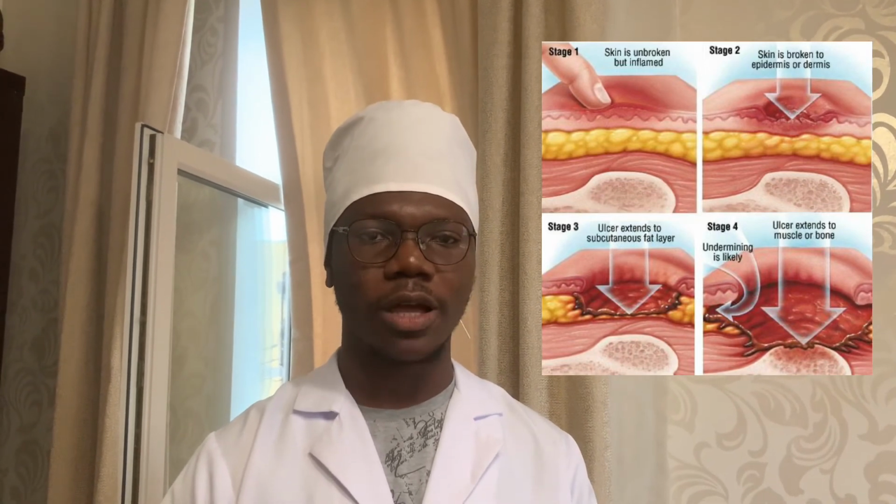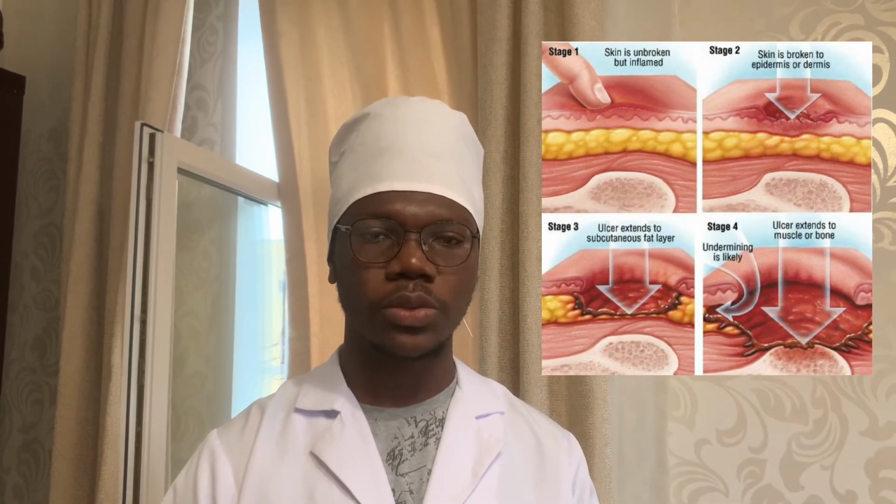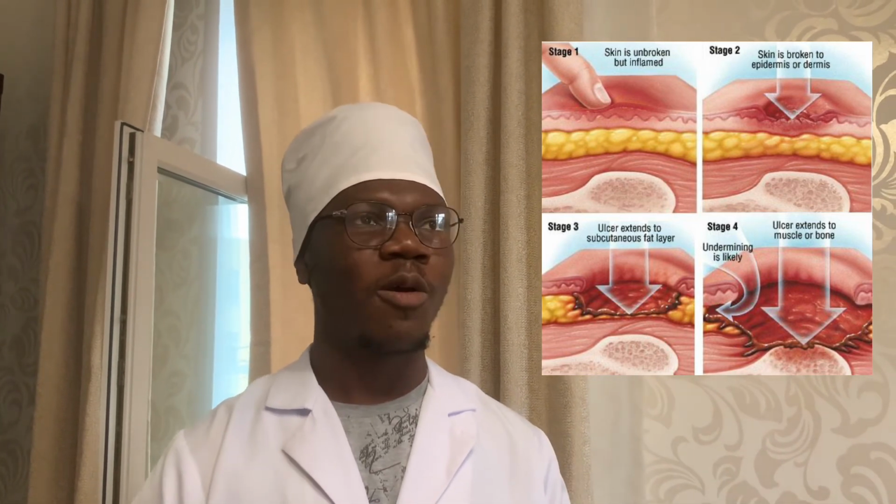The first 2 stages are reversible, where in the first stage there's a red patch that forms due to the pressure on the tissues. The second stage is where a sore forms on the epidermis of the skin. The third stage is where the wound gets deeper and passes through the dermis of the skin, and the fourth stage is where the wound goes all the way to the bone.